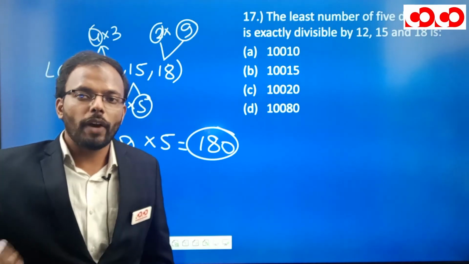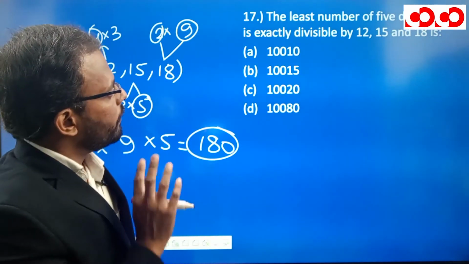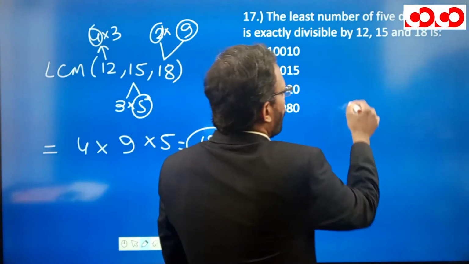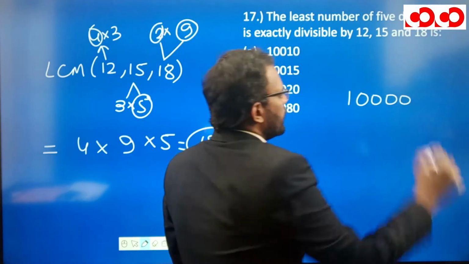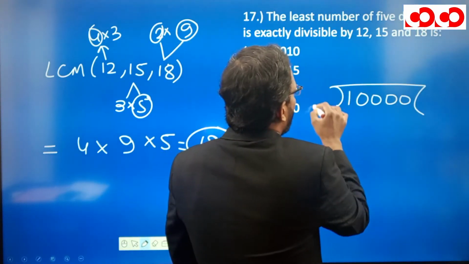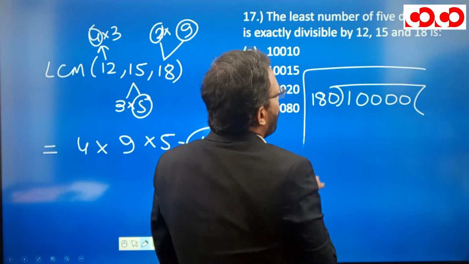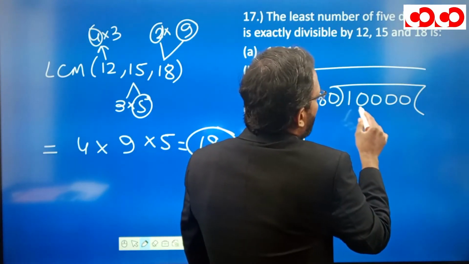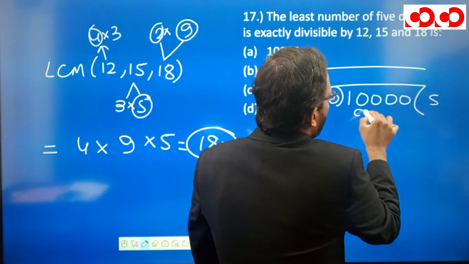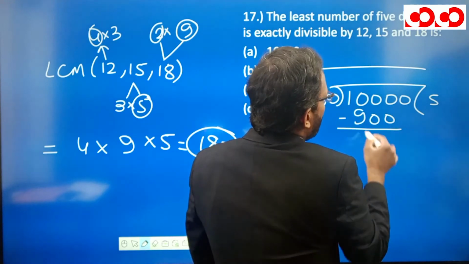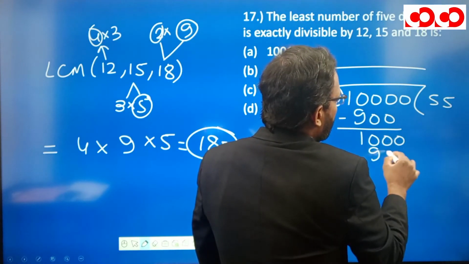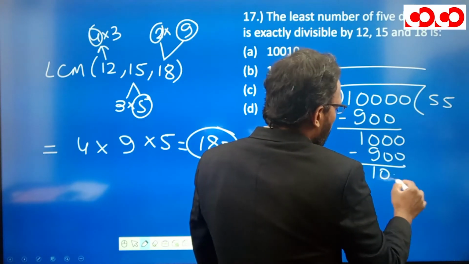However, we need to find the least 5-digit number. Now if I ask you which is the least 5-digit number, you will say that it is 10000. Now if I divide it by 180, what we will get is, see, it is like 1000. So I know that 5 times 180 is 900, and if I subtract, I will get here 100. Again I know that 5 times 180 is 900. Again what we are going to get is 100.